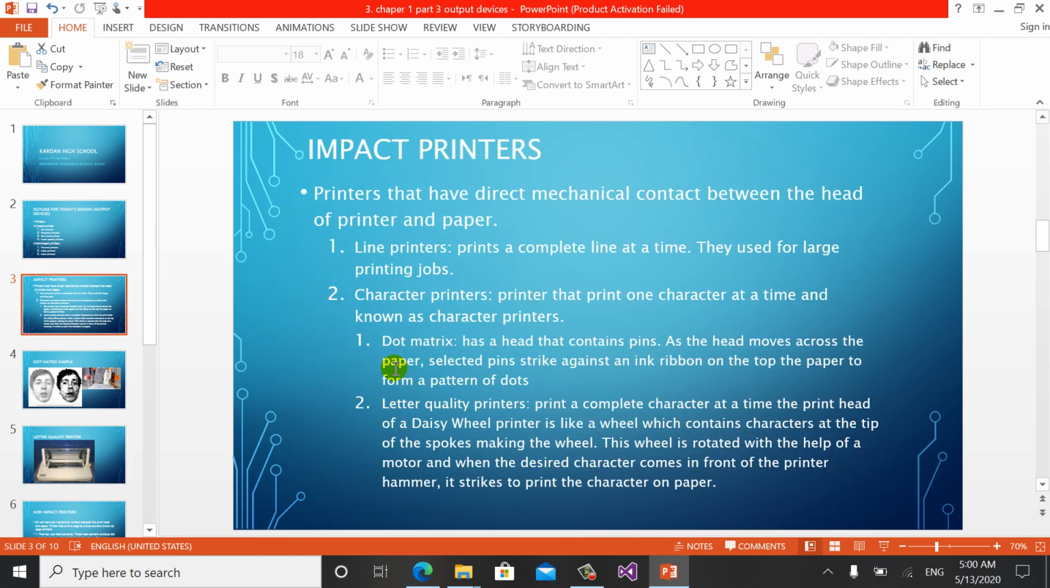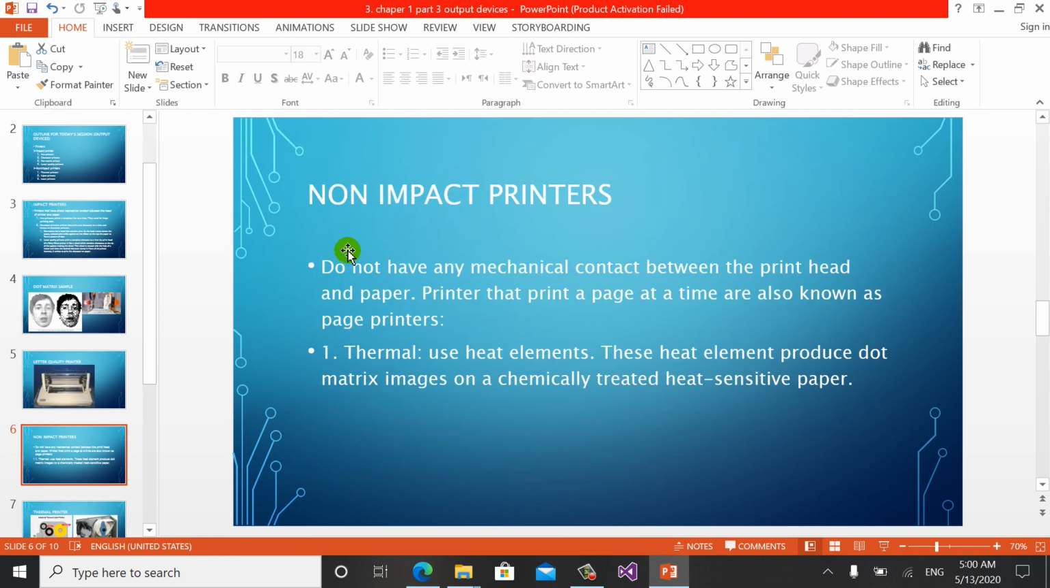So, dot matrix printer, letter quality printers. Let's come to another type of printers, the non-impact printers. Impact printers have direct mechanical contact between the head of the printer and the paper, but non-impact printers do not have any mechanical contact between the printer head and the paper. This is the main contrast of impact and non-impact.